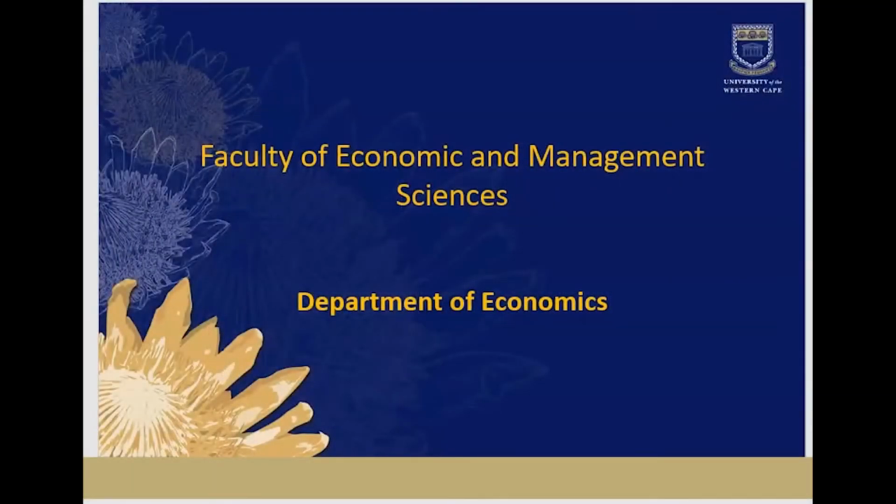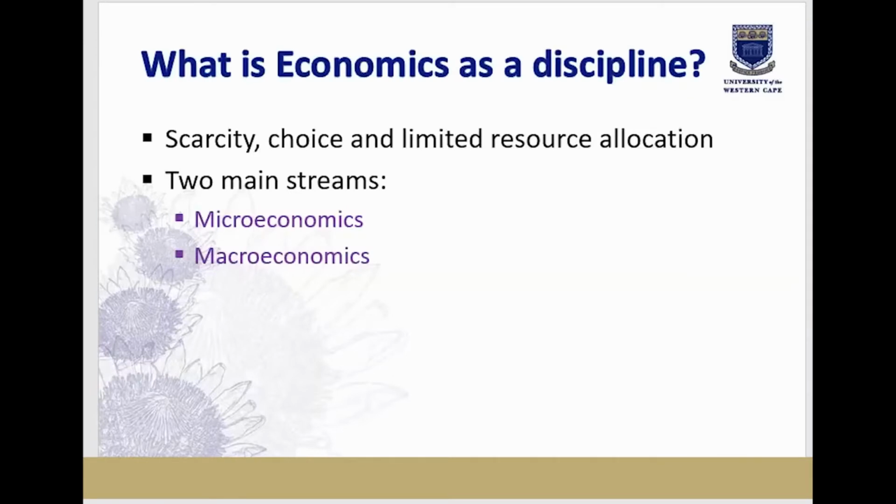Our first task is to define economics as a discipline. The general idea of defining economics is centered around scarcity, choice, and limited resource allocation. So the idea is that because wants are unlimited, while the means available to satisfy those wants are actually limited, this refers to what we call scarcity. Choice has to be made to best allocate our limited resources. Therefore, the general or classic definition of economics is the study of the use of scarce resources that have alternative use.